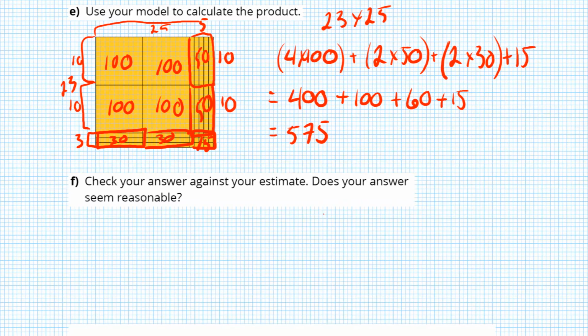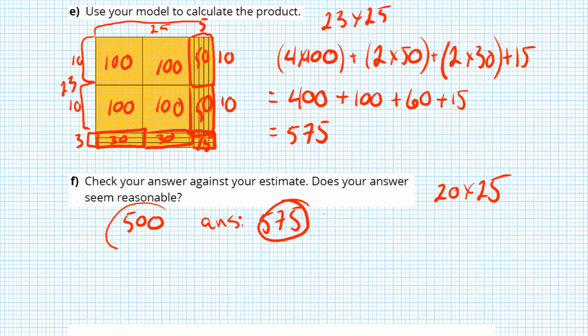The next question says to check your answer against your estimate, and asks, does your answer seem reasonable? Well, our initial estimate was 500 because we had done 20 times 25. And we see that our final answer was 575. So getting 575 when we had estimated that our number was going to be around 500 certainly reinforces that our number is in the right range.